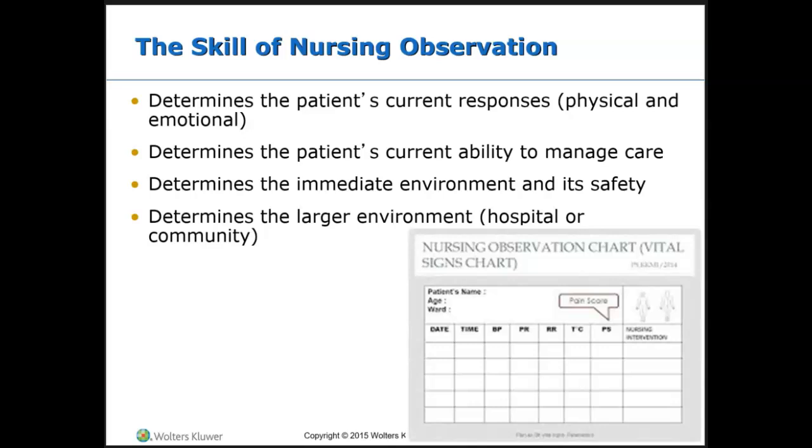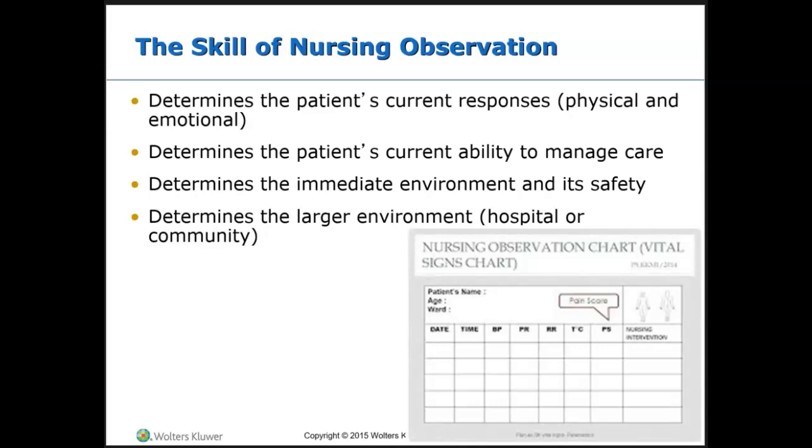with your patient outcomes. So again, you're determining the patient's current physical and emotional responses to the situation, right? You're determining your patient's current ability to manage their own care, right? Because that will help guide you on whether at discharge they're going to be able to go home, they're going to need to go to a SNF, what that looks like, right? You're determining the immediate environment and the patient's safety, right?